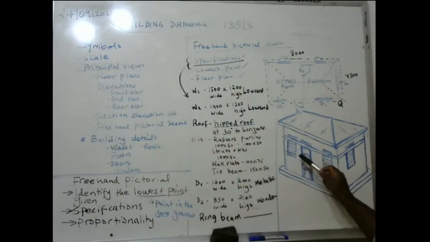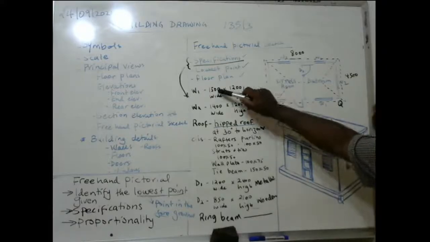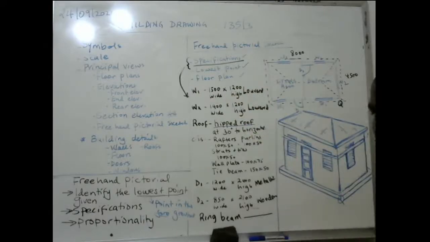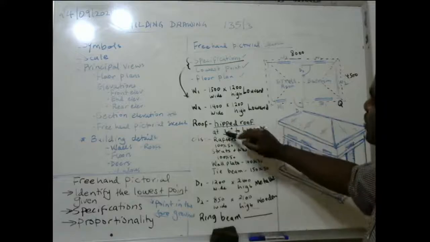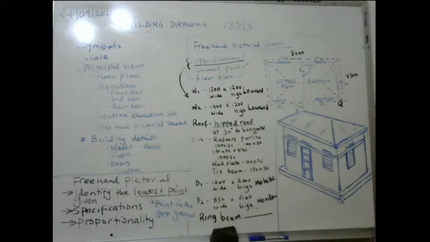Then the windows, I've talked about window 1 and window 2. This is window 1, window 1, window 1. Then this is window 2. Window 1 was 1,500 and window 2 was 1,400. Maybe it's just slightly different. But on the sketch here, they should be appearing different because they are not of the same size. Then we also have the roof, which was given as the hipped roof, which you should also be in position to bring out here.